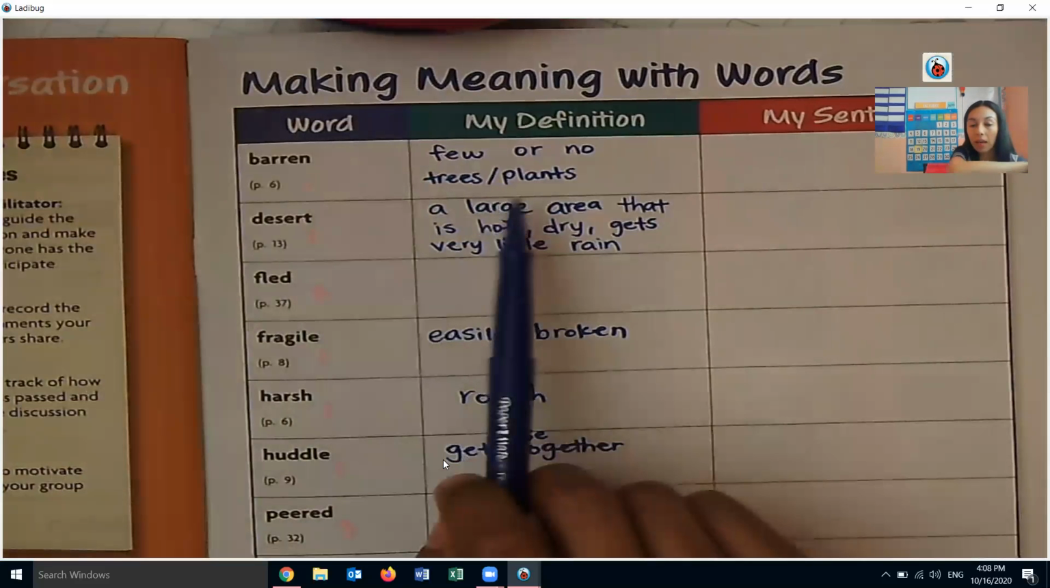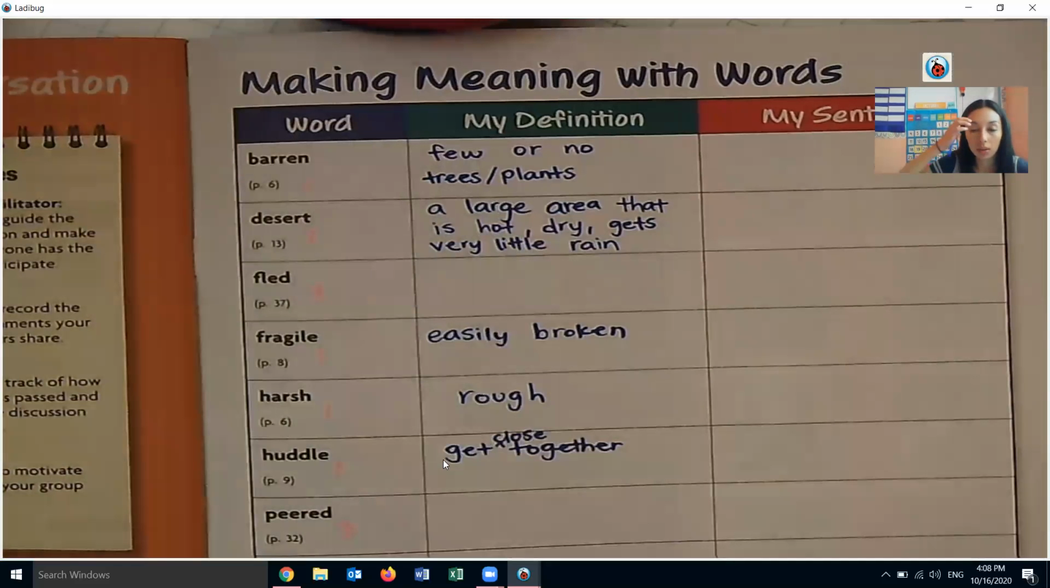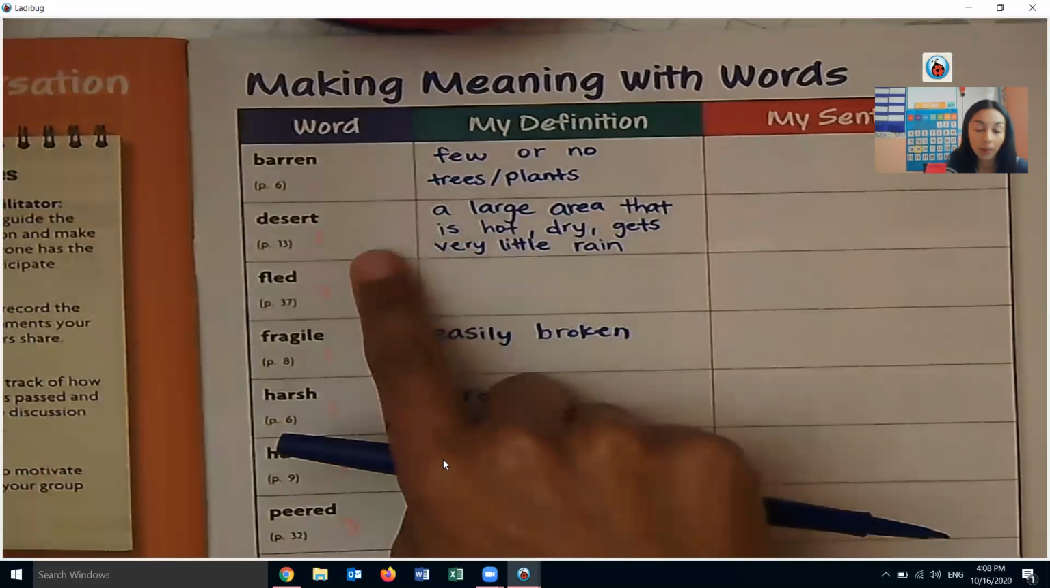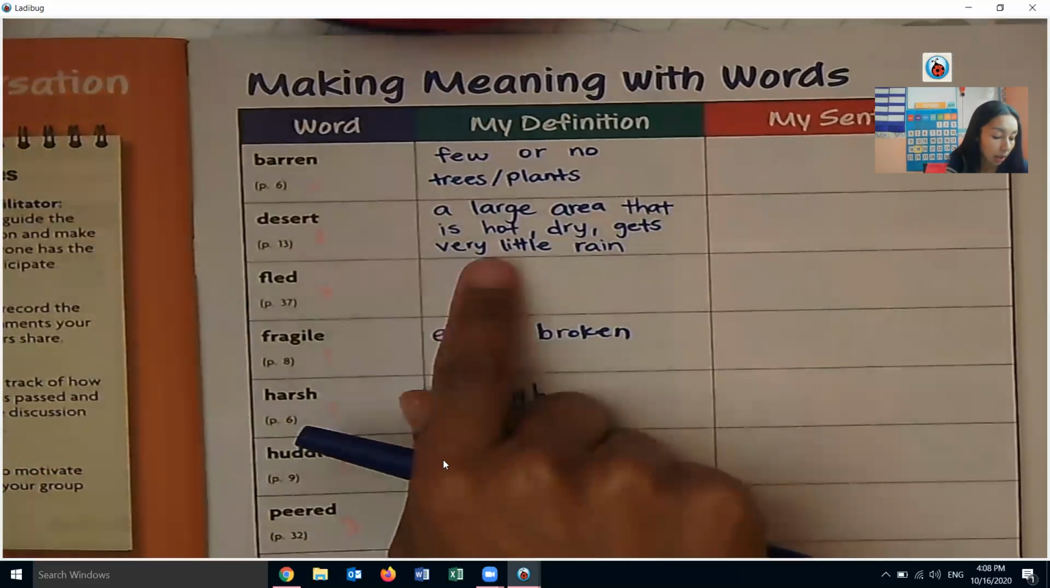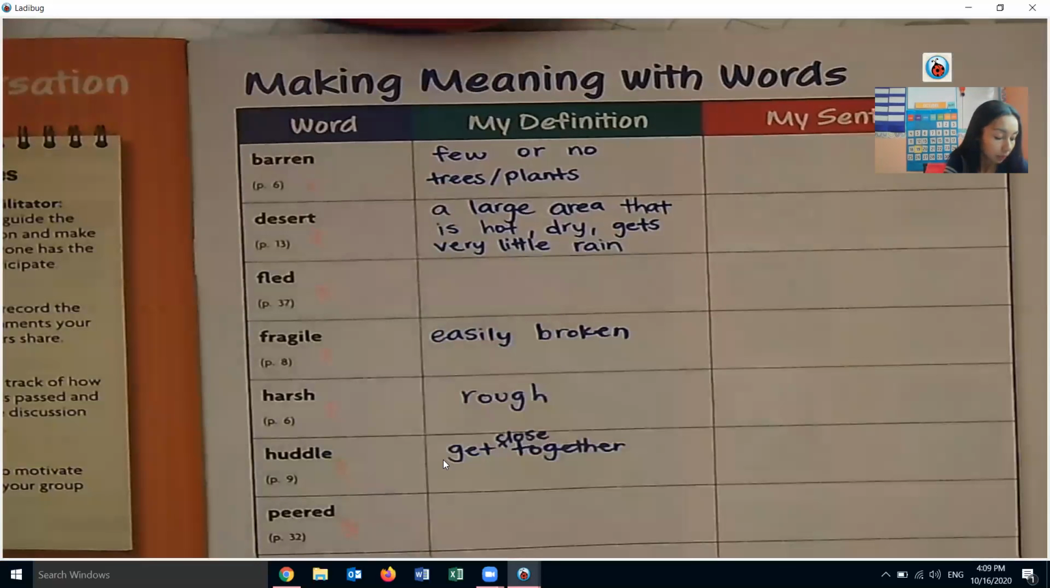trees or plants. So an area, a piece of land that is like bald, almost bald. Maybe a few plants here or there, but pretty bald. An example of that could be the desert. A desert is a large area that is hot, dry, gets very little rain. There's also very few trees and plants in a desert.